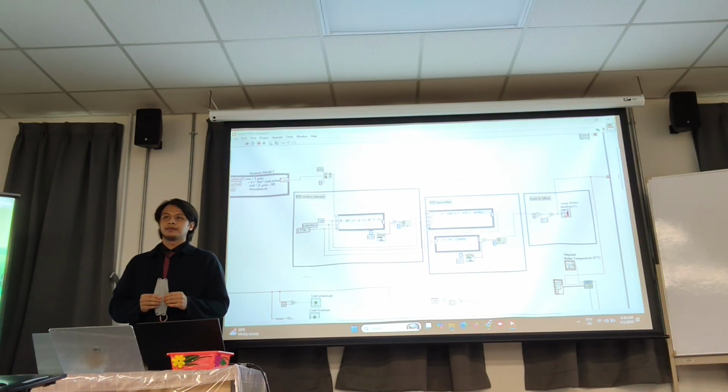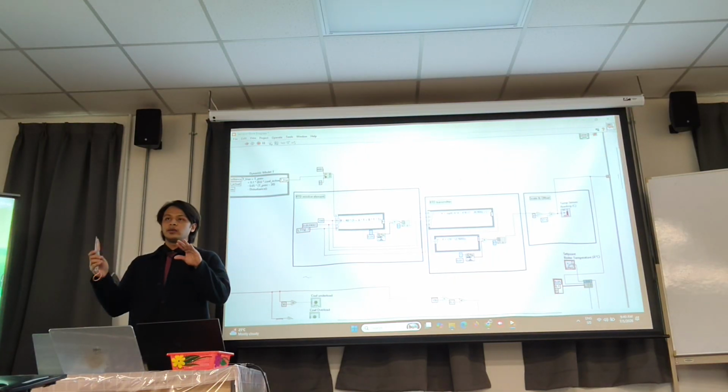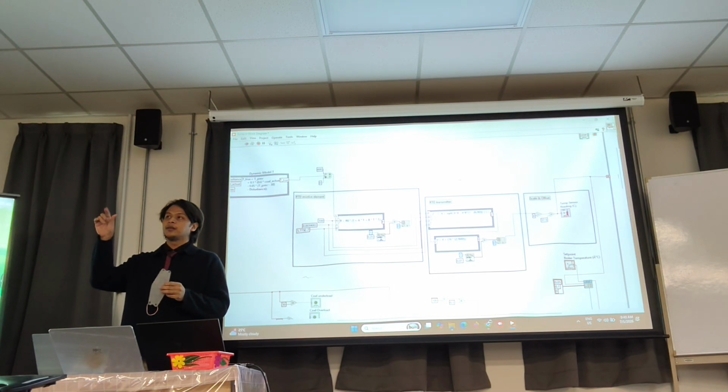So basically the idea, what is the idea? Actually, the final objective is I want the mass flow of the coal to be the manipulated variable.